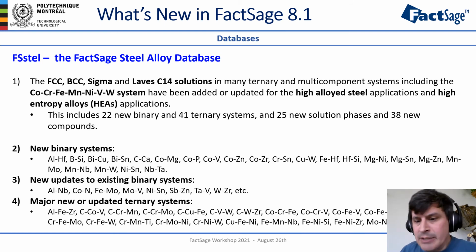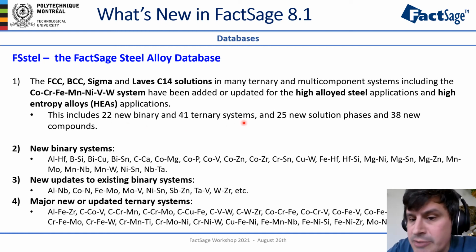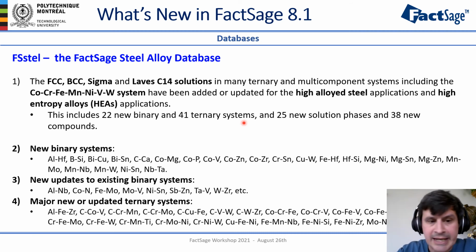In the FSstel database, major updates have been done to the FCC, BCC, Sigma, and Laves C14 solutions, mainly in the cobalt, chromium, iron, manganese, nickel, vanadium, tungsten system, aimed at applications for high alloyed steels, but also high entropy alloys. So we are talking about here 22 new binaries and 41 ternary systems, 25 new solution phases, 38 new compounds added. You have the list here.